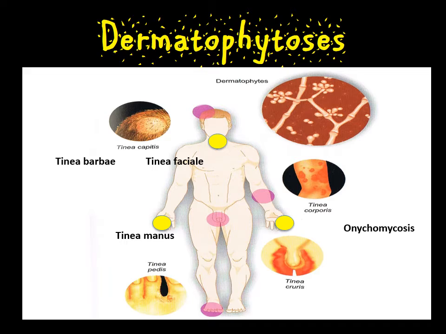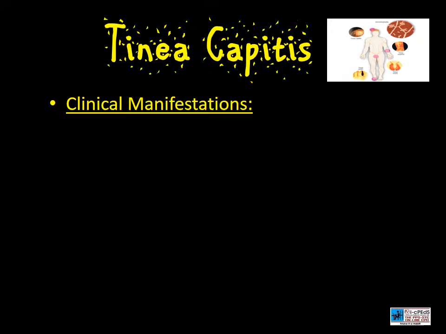Tinea capitis is located on the scalp, Tinea pedis on the feet, Tinea corporis on the body, Tinea cruris on the groin, and Tinea unguium on the nails. Superficial tinea infections are some of the most common dermatologic conditions in children. Tinea capitis is the most common fungal infection in children.